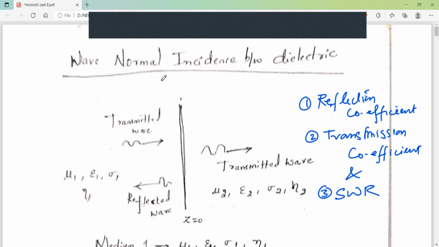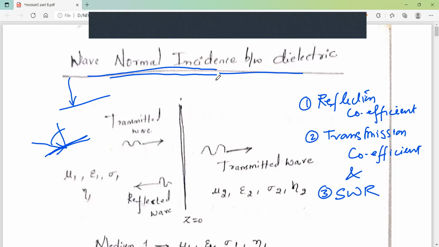Now, the wave can be incident normal to the surface, or it can be incident at a particular angle to the surface. It can be either normally incident or obliquely incident on a particular surface. But in your syllabus, we only have the wave which is normally incident between two dielectric surfaces. That is, both the surfaces are dielectrics and the wave is incident on the interface normally. So that we are going to discuss.